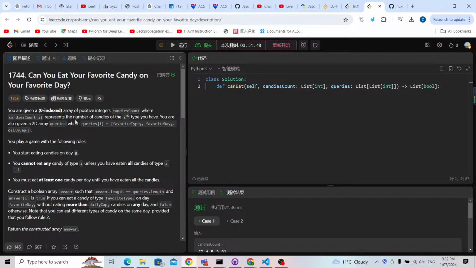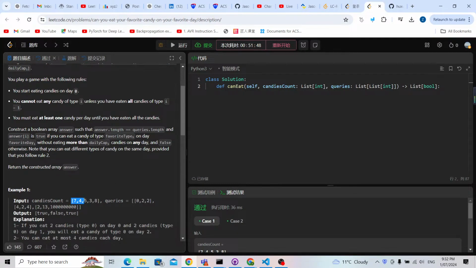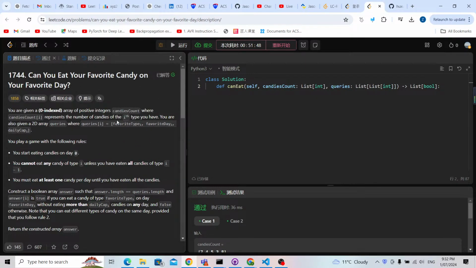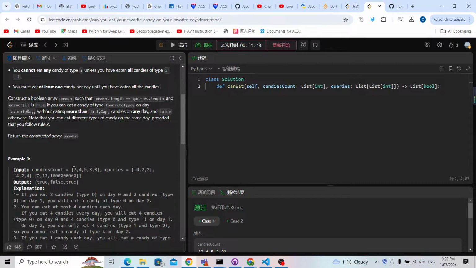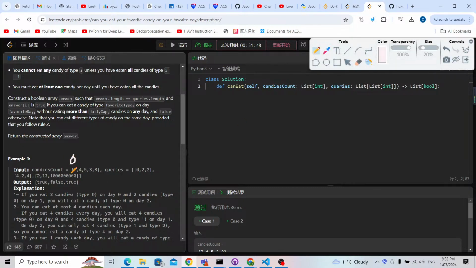So we are given a zero-indexed array of positive integers, candiesCount. So this is the candiesCount, as we have 7, 4, 5, 3, and 8. So this means, for the first position, we're going to have 7 candies. For the second position, we're going to have 4 candies. And candiesCount[i] represents the number of candies of the ith type you have. So this means the index is just the type. So for index 0, it is type 0.